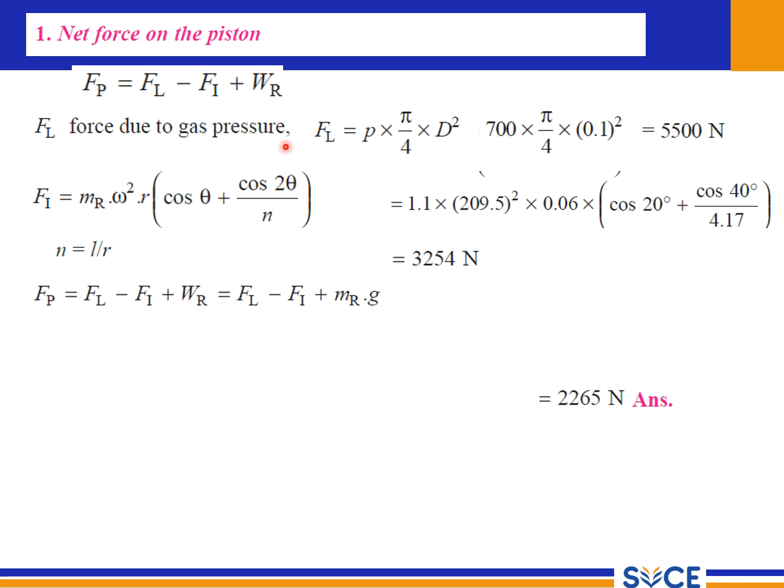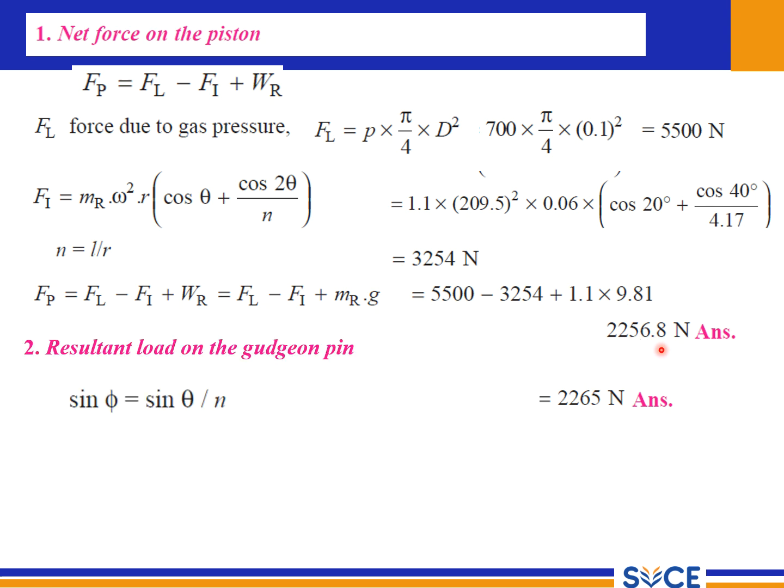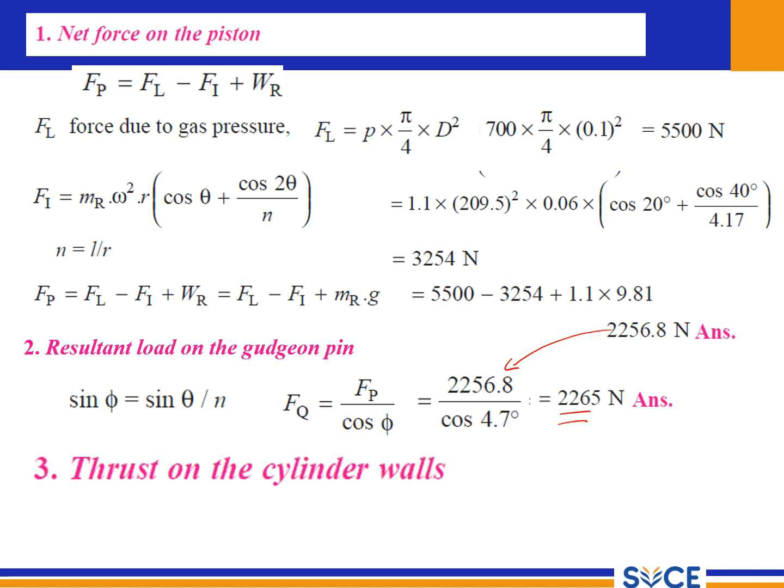So the net force on the piston is Fl minus inertia plus Wr. Wr is very simple, it is mass into gravity. If I substitute it, I am getting 2256.8 Newton. The resultant load on the gudgeon pin is nothing but our Fq. So I calculate phi, then I substitute it here. Phi comes around 4.7. So Fp we know is going to be 2256.8, just like that I am substituting it here. The calculated value of Fq is 2265 Newton.